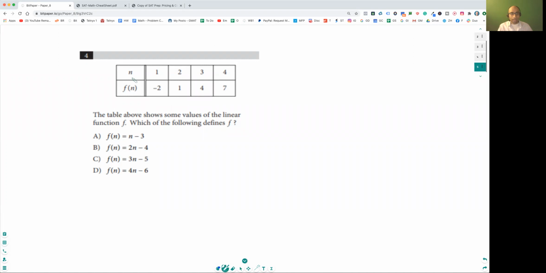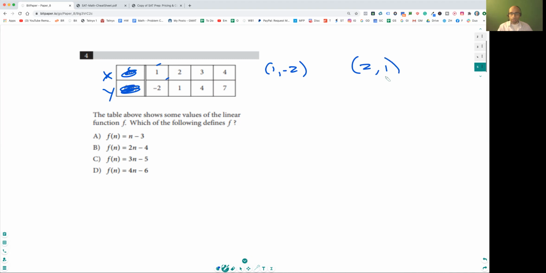But remember, the main idea is whenever you see f, that's actually just the y, and this is just the x. As easy as that. Now, what can you do? Instead of this, think about it just like this. So 1 comma negative 2. I got 1 here and negative 2. That's 1 point.